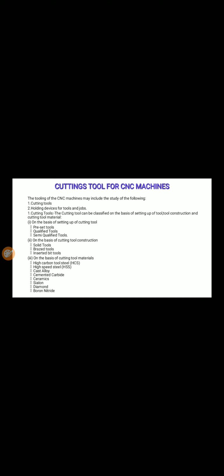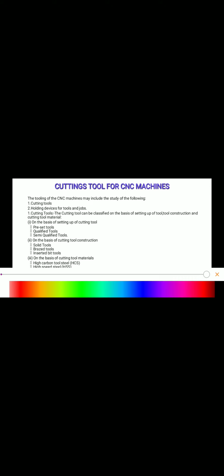And third, on the basis of the cutting tool materials. What materials are the tools made of? Those are high carbon tool steel, high speed steels, cast iron alloy, cemented carbide, ceramic, silicon, diamond, and cubic boron nitride. So these are the different tools we are using as per our demand and requirements.